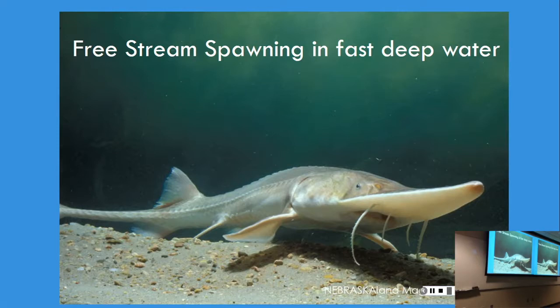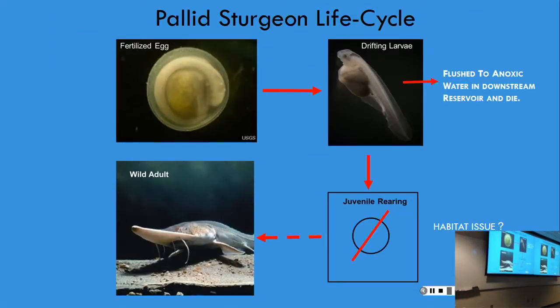So the question is, they don't think it's in this fertilization component. They think the problem is in the drifting larvae, but they're all getting flushed from Fort Peck Reservoir down to Sakakawea Reservoir. That's a 400 kilometer reach. They end up in that, get flushed into that reservoir, sink to the bottom, it's anoxic, and they die. And because of that, they can't do anything to change the operation of the dam.